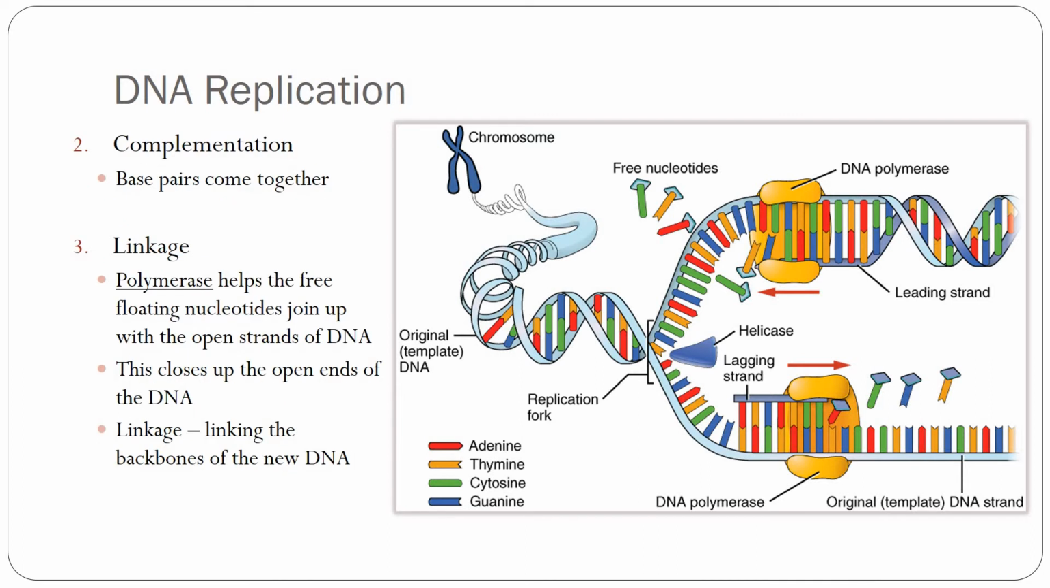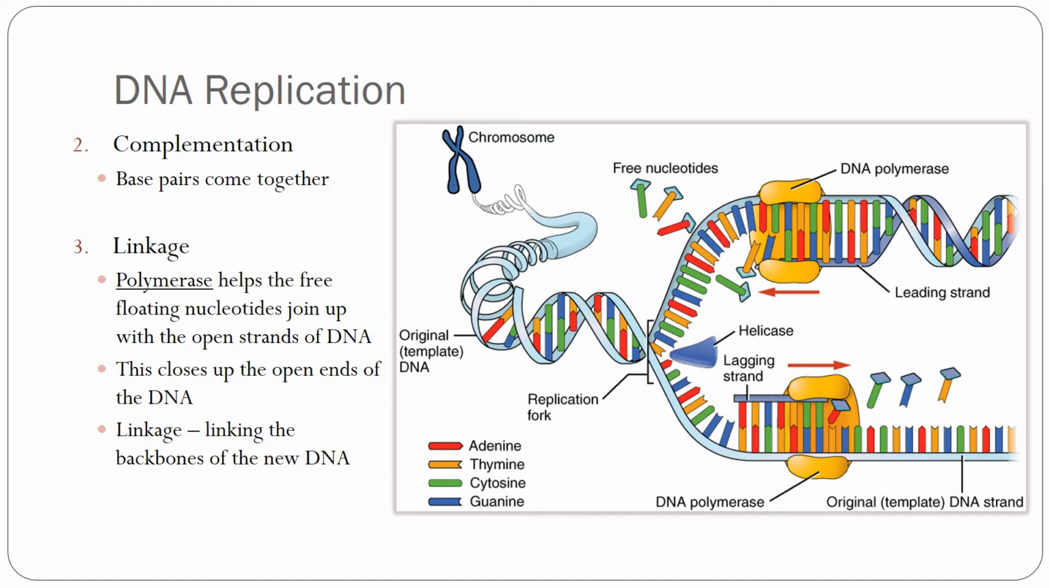Stage 2, or step 2, we have complementation. So that's when your base pairs will come together. So in this area right here, you have 2 individual strands of DNA, and then there are 3 nucleotides that are going to join up with the complementary base pairs. When the nucleotides get attached, that's when they start to link.